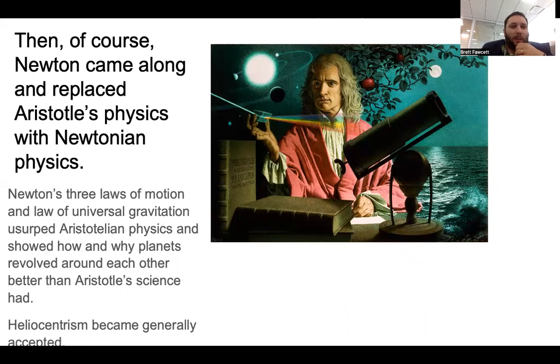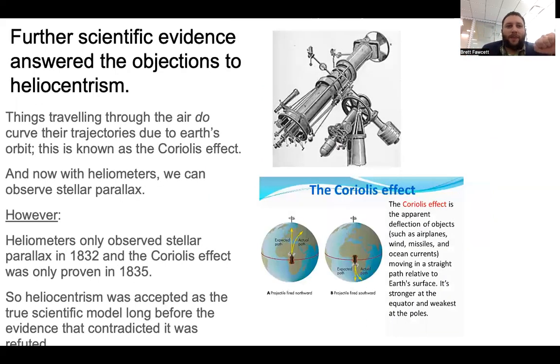Then, of course, Newton came along and replaced Aristotle's physics with Newtonian physics. That's Newton's three laws of motion and his law of universal gravitation, which completely usurps Aristotelian physics and the four elements theories and all that. And it shows why and how planets revolved around each other much better than Aristotle's science had. So heliocentrism became generally accepted. Newton gave a good warrant to endorse heliocentrism.